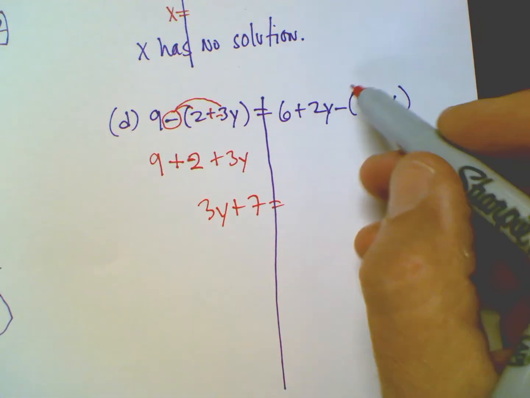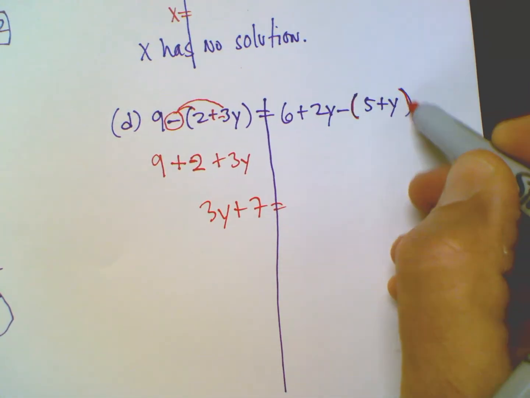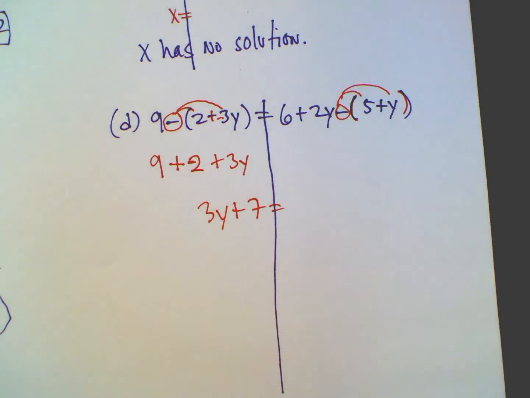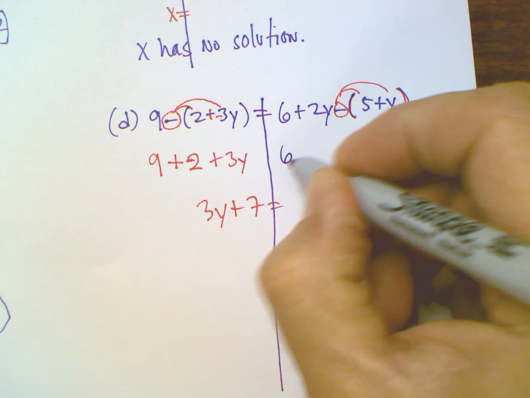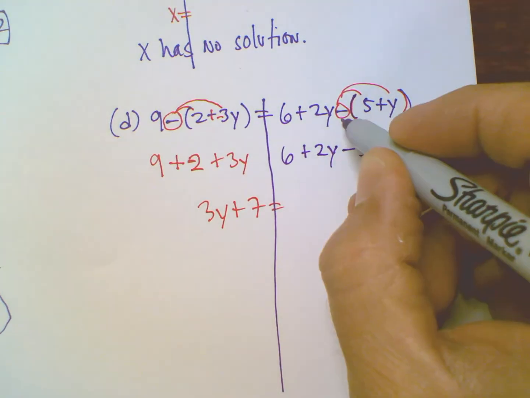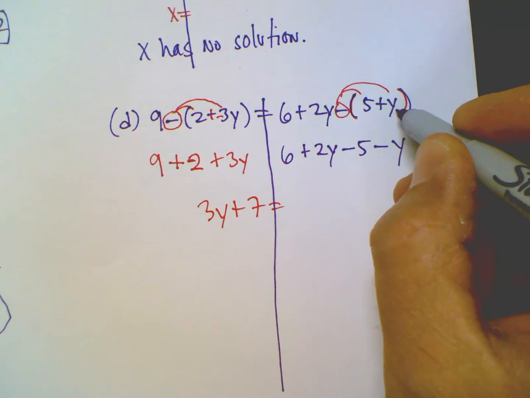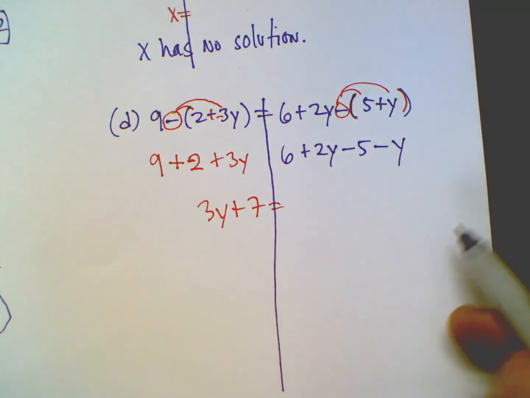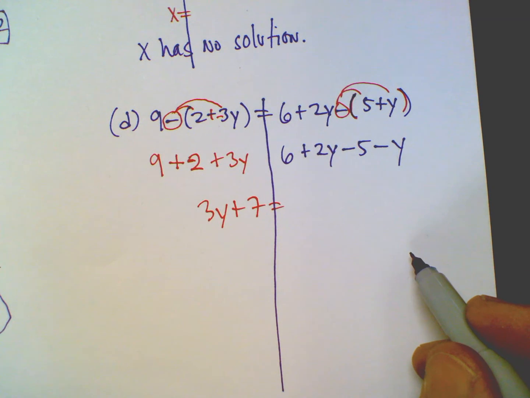Let's do the same thing over here. Again, first of all, we've got this set of parentheses with a minus in front, so I have to distribute that minus through. So on this side, it's going to be 6 plus 2y minus 5 minus y, right? Because it's minus 5 and minus y. Because it was originally a plus y, so now it's a minus y. It does the opposite.